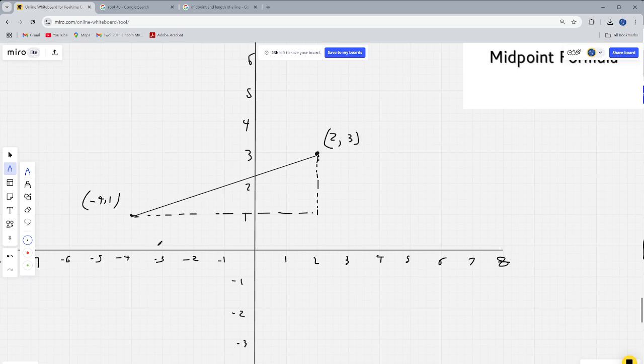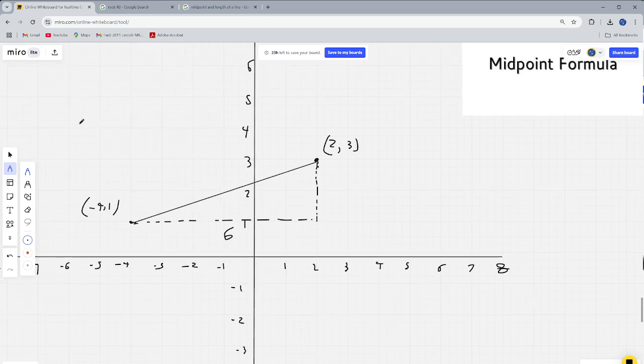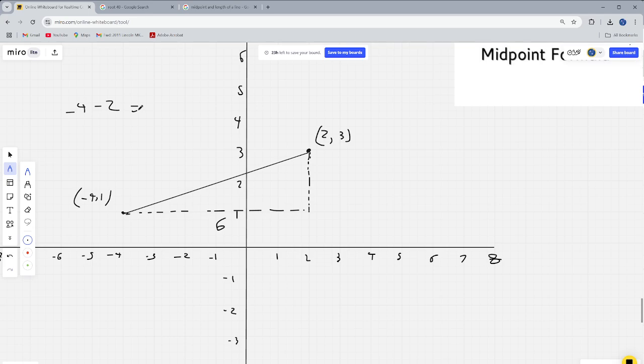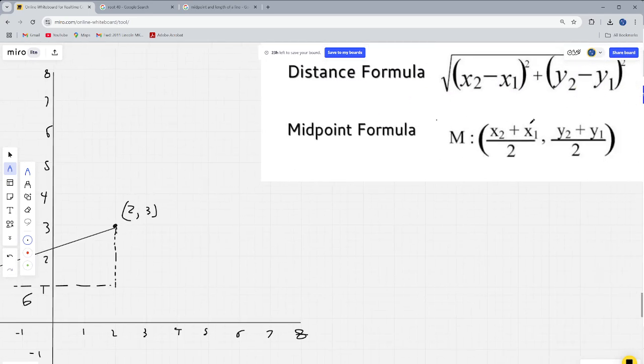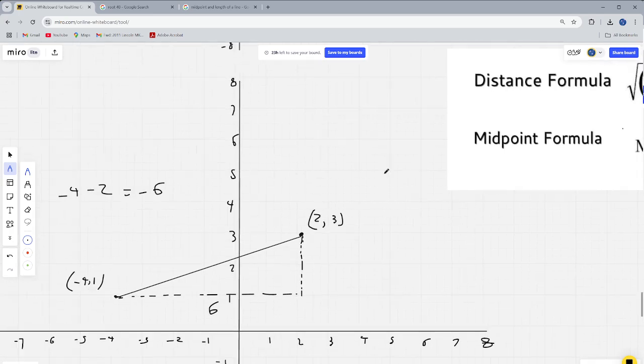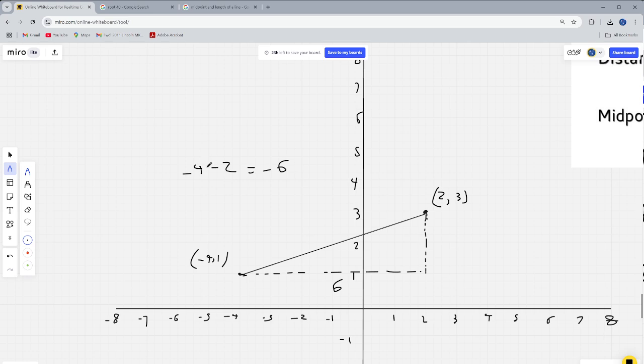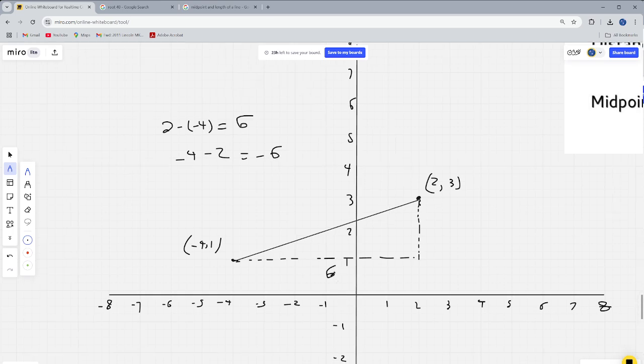We know the length of this horizontal component: 1 unit, 2, 3, 4, 5, 6 units. How did we find that out? We just did -4 minus 2. The negative doesn't matter too much at this point. You can get either a negative or a positive, because we're going to be squaring these values, as you can see here. If you do it the other way around, 2 minus -4 is equal to 6. We don't care if it's negative or positive, we just want the length of this line. So this line is 6 units long.